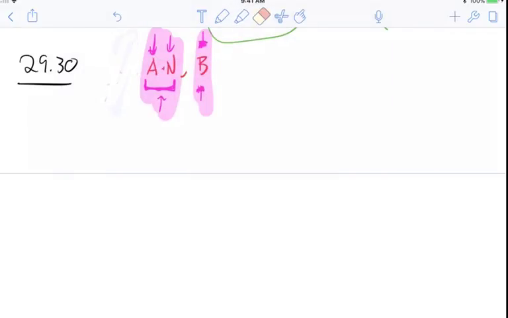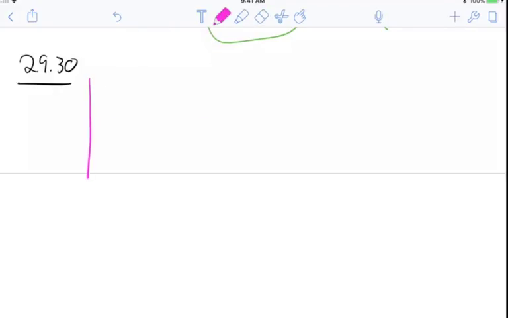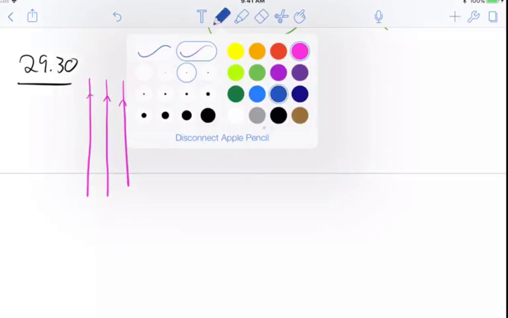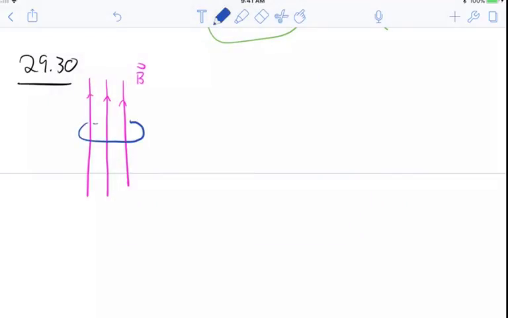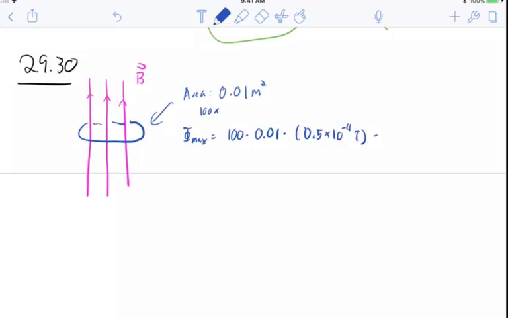So I'm going to draw it out, and then you can get a better sense of what we're talking about. So here's the magnetic field from the Earth. So it's B. Here is our loop. Our loop has area A is 0.01 meter squared and 100 windings. So it's like a loop 100 times the size in terms of the flux. So the max flux is going to be 100 times the area times the magnetic field strength, 0.5 times 10 to the minus 4 Tesla.